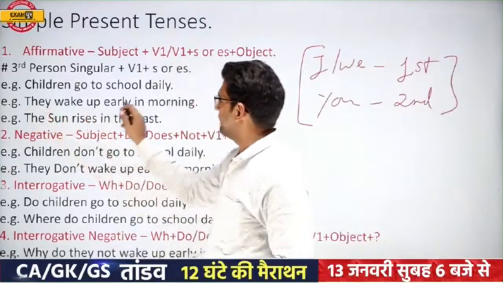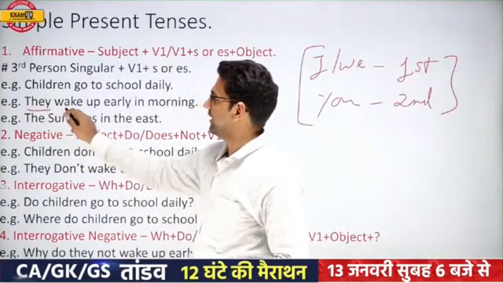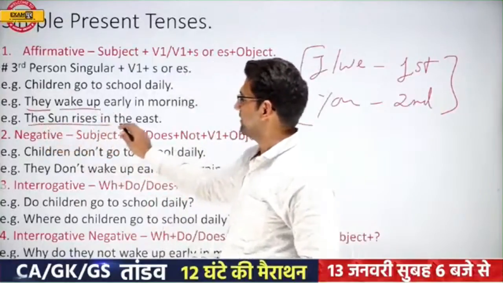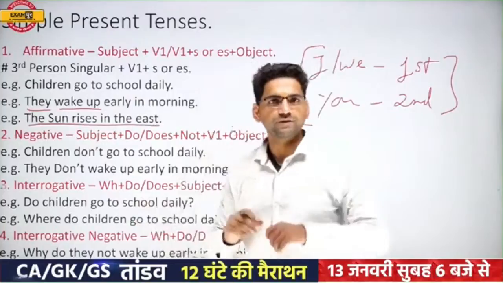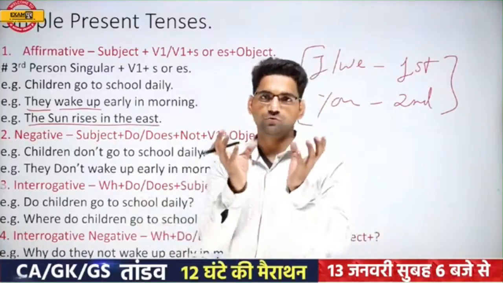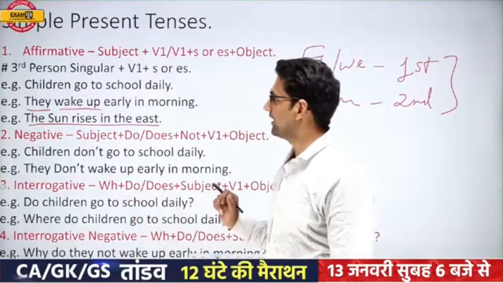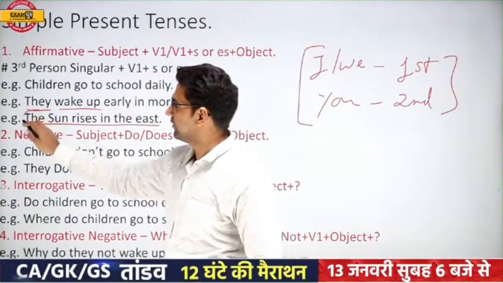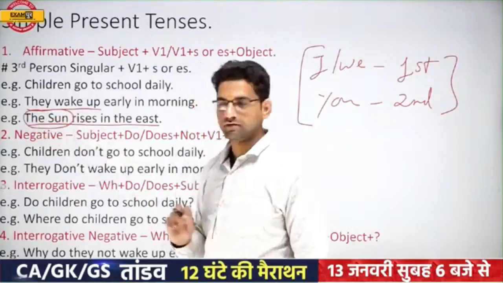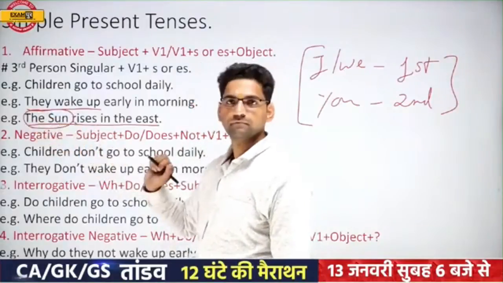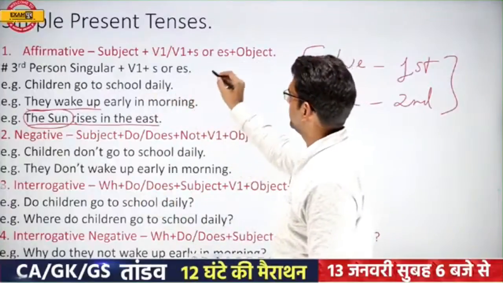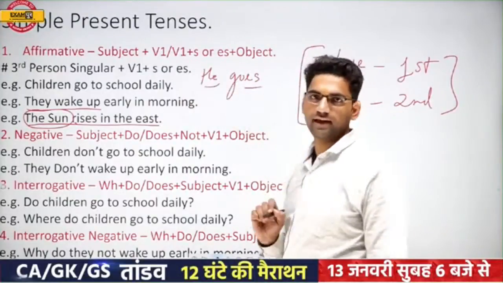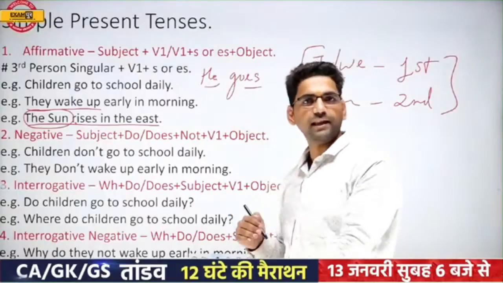Next sentence, they wake up early in morning. वो सुबह जल्दी उठ जाते हैं, so they wake up early in morning. Okay? The sun rises in the east. Universal truth. जो भी चीजें नेचर से रिलेटेड होती हैं, साइंस से रिलेटेड होती हैं या फैक्ट्स होते हैं, वो हमेशा सिंपल प्रेजेंट टेंस में जाते हैं, ठीक है। तो सूरज ईस्ट में उगता है, तो The sun rises in the east. तो देखिए The sun थर्ड पर्सन सिंगुलर हो गया, राइट। The sun is third person singular, so I am saying rises. जैसे यहां पर लिखा है children go to school daily, अगर children ना होता ही होता तो फिर ही गोज हो जाता, he goes to school daily. Alright, so he goes to school daily, children go to school daily.